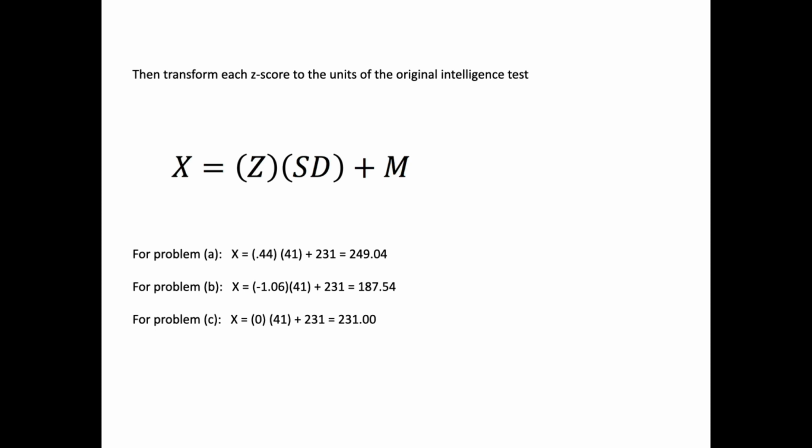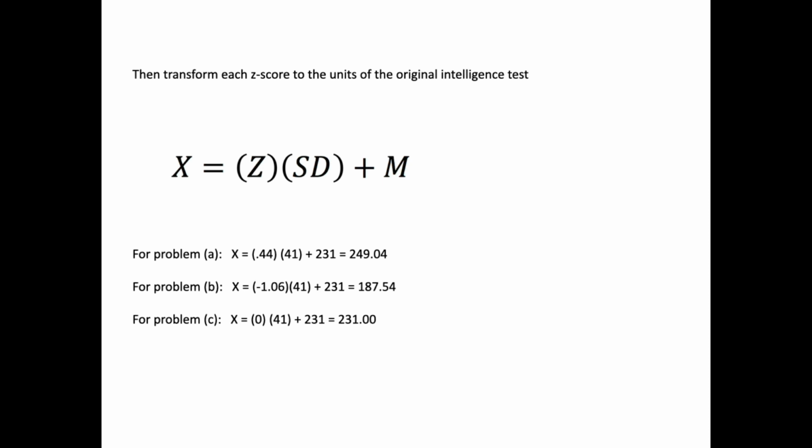249.04. For problem B, we plug in minus 1.06 for the Z score, multiply it by 41, add 231 to it, and we get a new score of 187.54. And then for problem C, we have 0 times 41, add that to 231, and we're at 231.